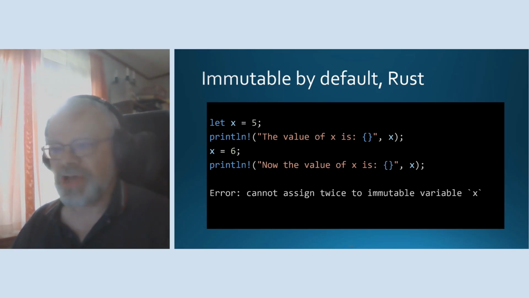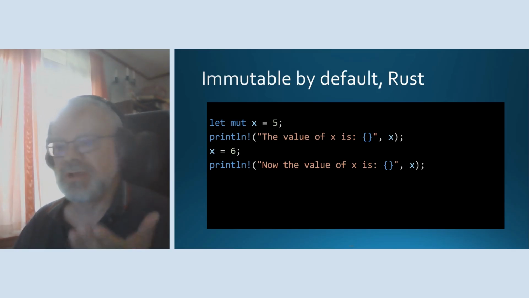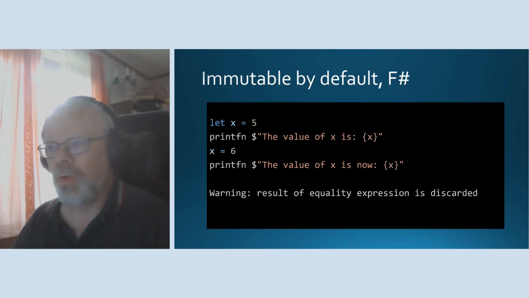So what if you want to do that? Well, then you have to declare x as mutable. This means that now you can change it and the compiler error goes away. We can do the same in F#. We declare the variable x, set it to 5, and then we change it to 6.